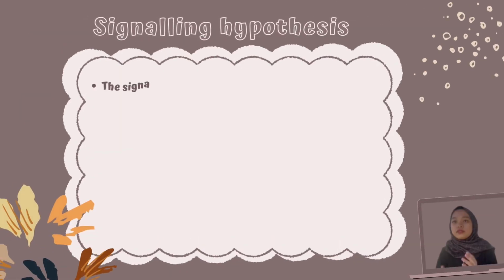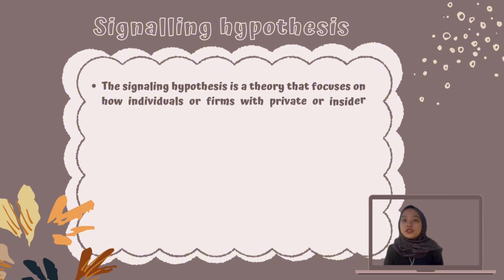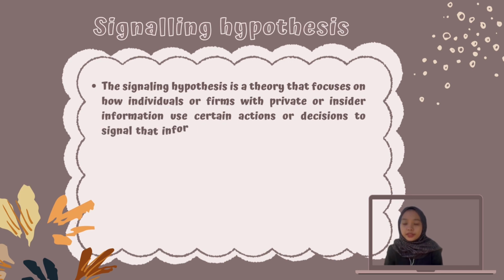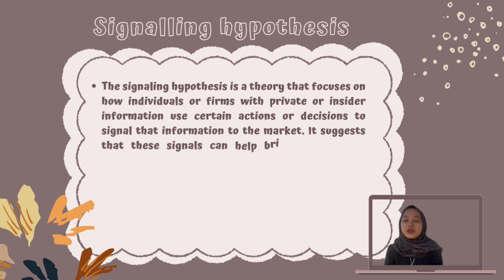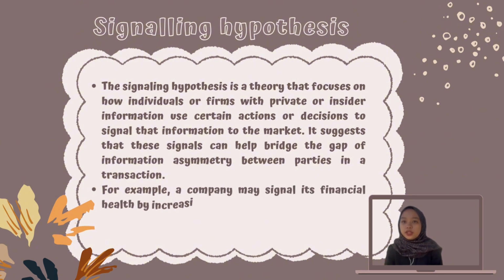The signaling hypothesis is a theory that focuses on how individuals or firms with private or insider information use certain actions or decisions to signal that information to the market. It suggests that this signal can help bridge the gap of information asymmetry between parties in a transaction. For example, a company may signal its financial health by increasing dividends or taking on debt.